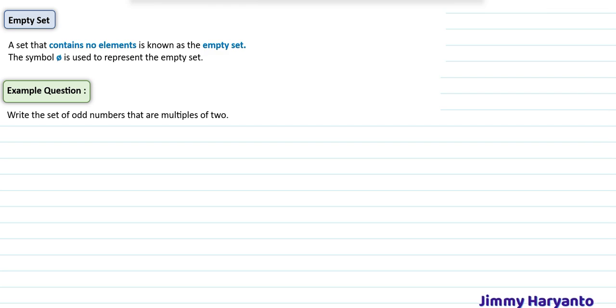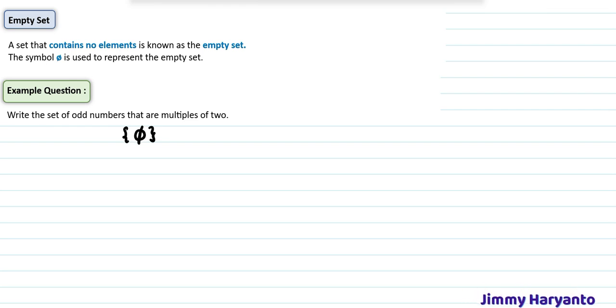So let's write the question. Example question 1: write the set of odd numbers that are multiples of 2. Okay, so we have to write down the set of odd numbers that are multiples of 2. Let's think about this a little bit. Odd numbers and then multiples of 2. I don't think there are odd numbers that are multiples of 2, so we cannot list the elements. That means this set is empty, and the way you write it down is just like this.